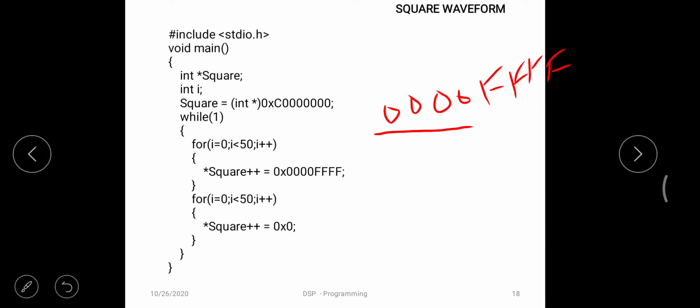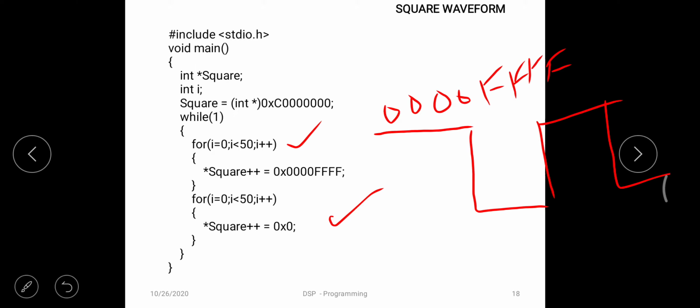Then the for loop will be terminated, and it will enter into another for loop. That is the second for loop: i is equal to 0, i less than 50 and i plus plus. Here for all the samples I am assigning 0, which means that for the next 50 samples the value will be 0. Since it's an infinite loop, once again it will move on to the first for loop, generate this value once again, and that will be continued.